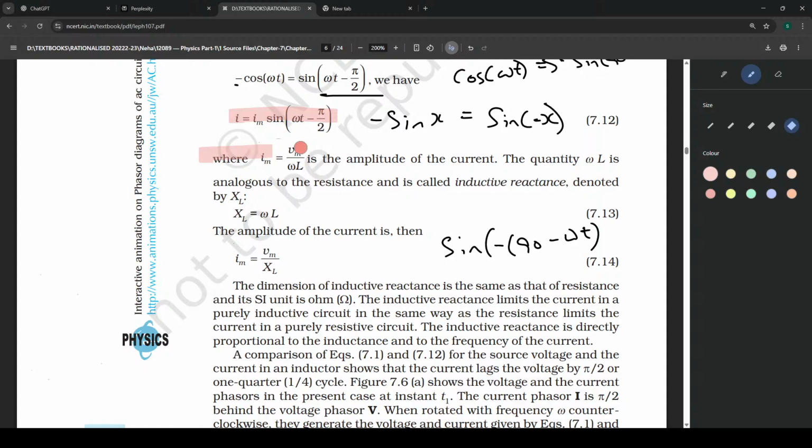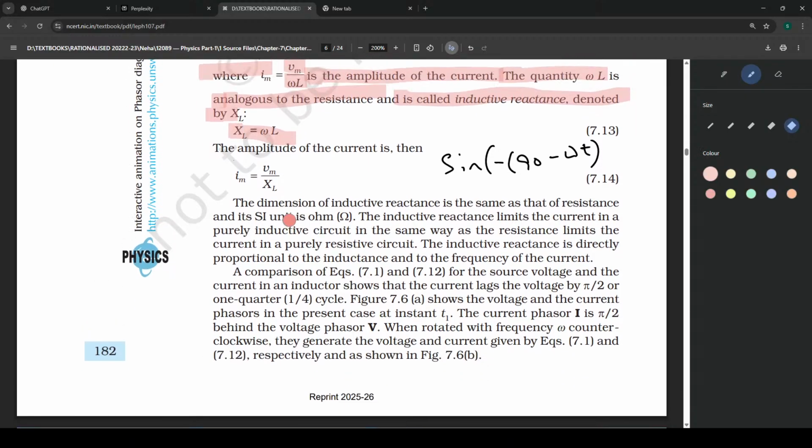Here Im, which is equal to Vm by omega L, is the amplitude of the current. Amplitude meaning the peak value of the current sine wave. The quantity omega L is analogous to resistance, and is called the inductive reactance, denoted by XL, where XL is equal to omega L. The amplitude of current is then Im equals Vm by XL.